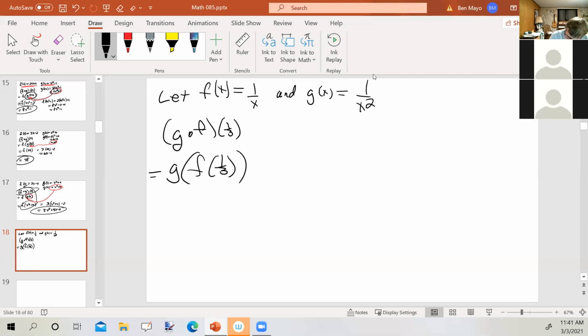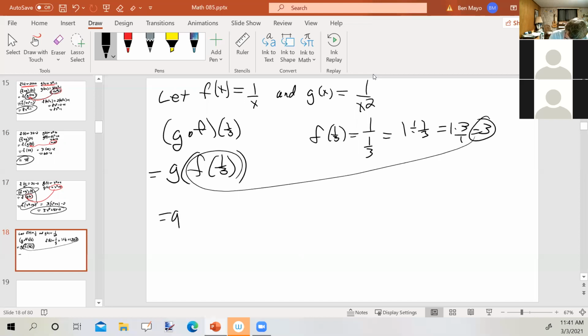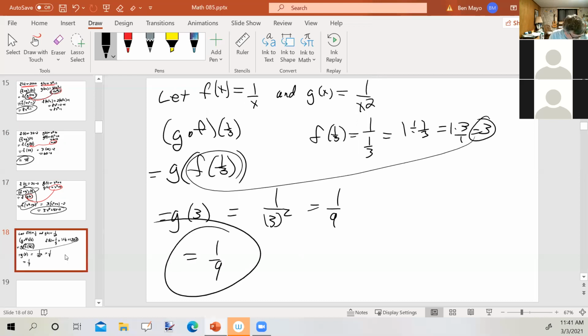So that's equal to g of f of 1/3. Well, f of 1/3 is 1 over 1/3, which is 1 divided by 1/3, which is 1 times 3 over 1, which is 3. So 3 goes in there, and now we have g of 3, which is 1 over 3 squared, or 1/9. Any questions on that?